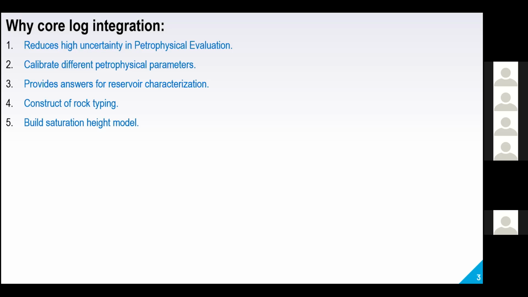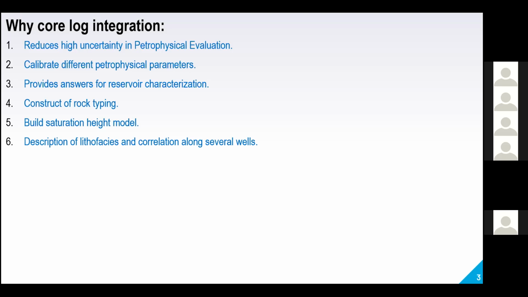The fifth reason is to build a saturation height model. The saturation height model is another model to construct a water saturation without using a resistivity tool. This model is important for two reasons. The first is to quality control your water saturation, and the second is that it is used as an input for any static model, especially in the transition zone.